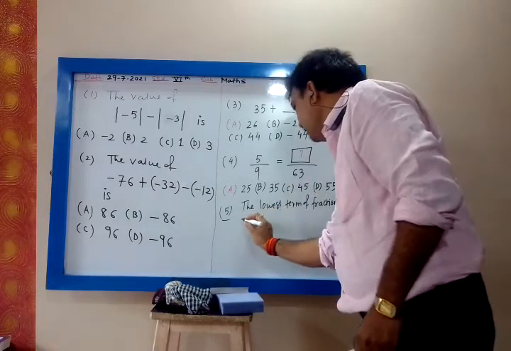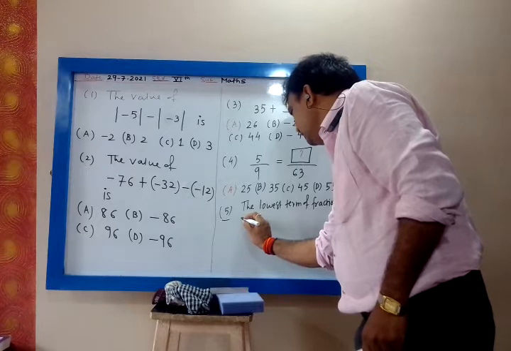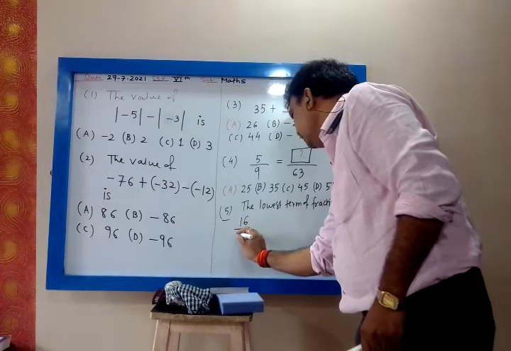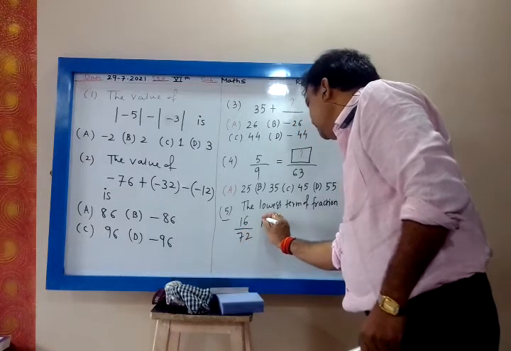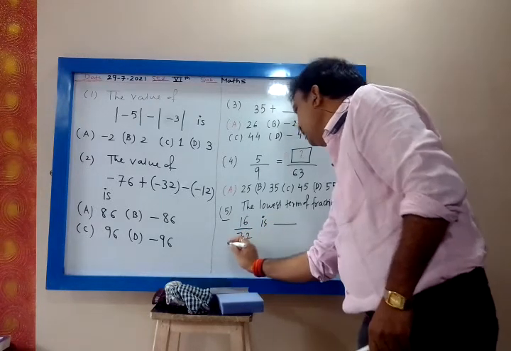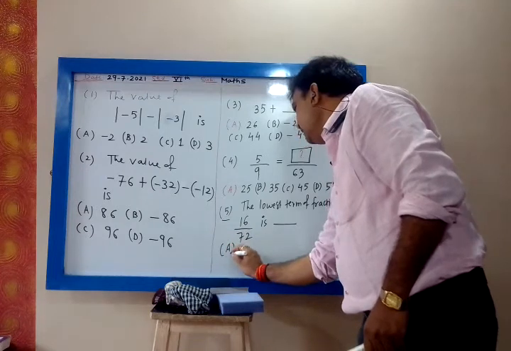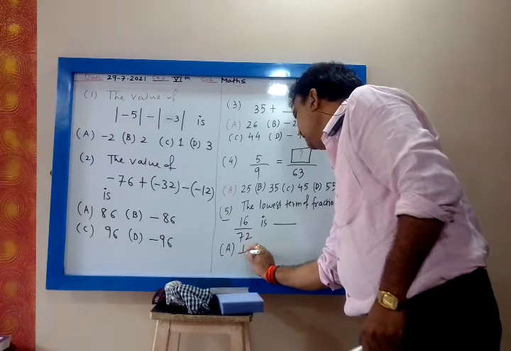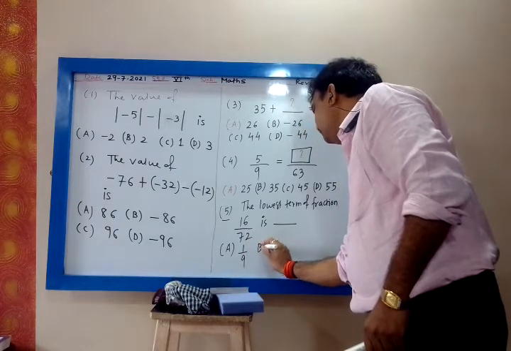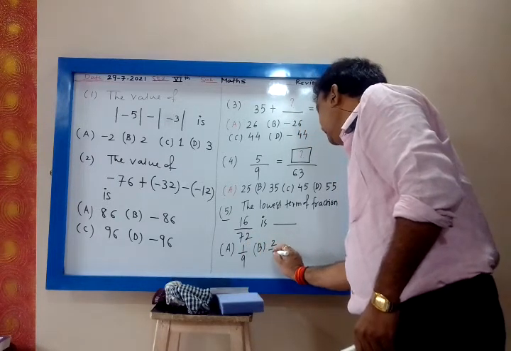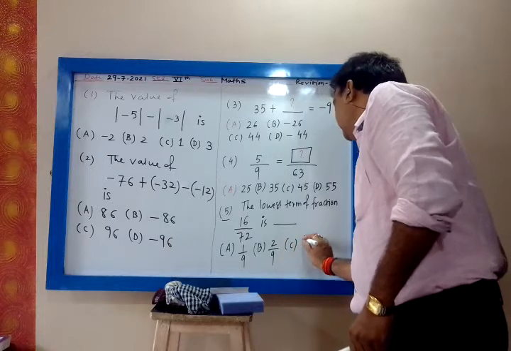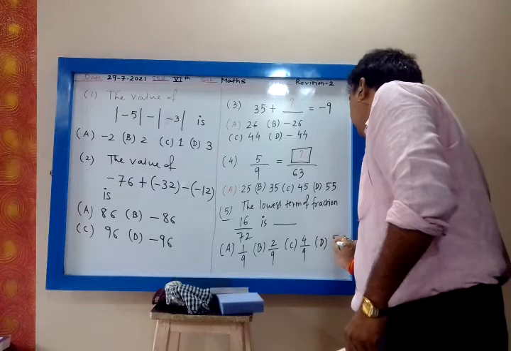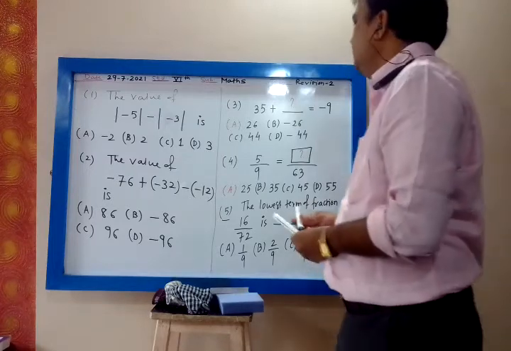16 upon 72 is dash. Option A is 1 by 9, B is 2 by 9, C is 4 by 9, and D is 5 by 9. You have to pick the correct answer, my dear. So start solving.